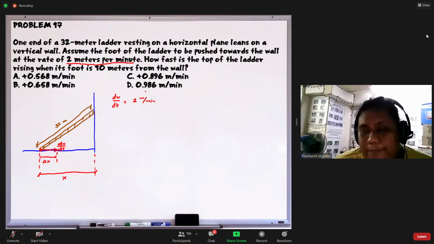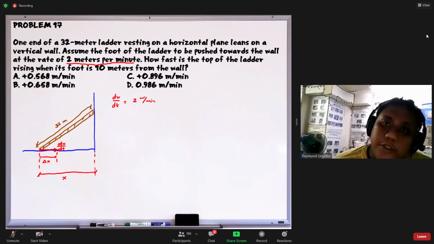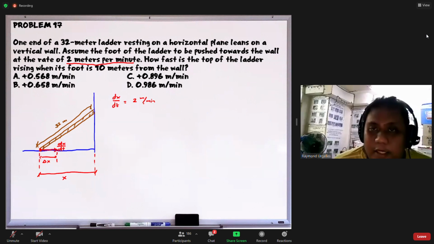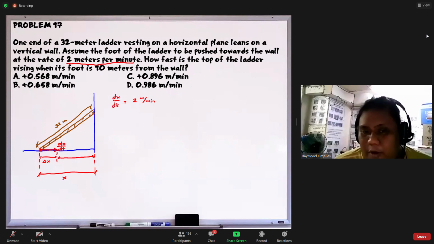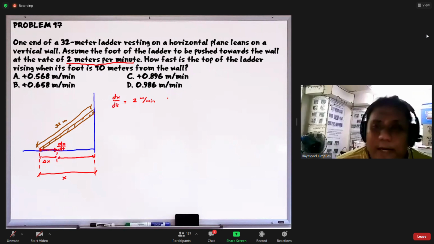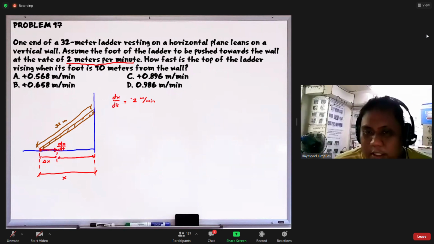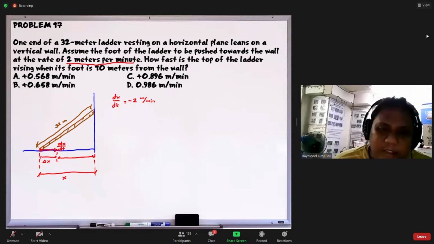Diba? Pero kailangan natin i-consider yung change. Diba? So ano ba yung change natin? Is it increasing or decreasing? So makikita natin dito na yung delta x natin is papunta dun sa position ng x such that yung x natin is smaller dun sa original value niya. Diba? So therefore, yung x natin is decreasing in this case. Which means, okay, this should be negative. Kasi decreasing siya. Okay? Pag increasing, positive. Diba? Pag decreasing, negative. Okay? Nakuha ba?